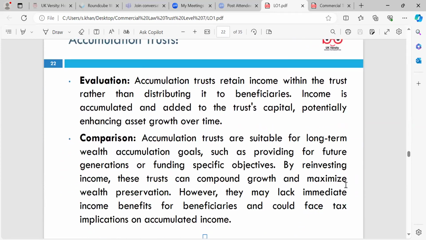Accumulation trusts. So this is literally where the trustees can accumulate income within the trust and add it to the trust capital. They may also be able to pay income out as with discretionary trusts. So the evaluation: accumulation trusts retain income within the trust rather than distribute it to the beneficiaries. Income is accumulated, as we mentioned, and added to the trust capital, potentially enhancing asset growth over time. The comparison is accumulation trusts are suitable for long-term wealth accumulation, such as providing for future generations or funding specific objectives.